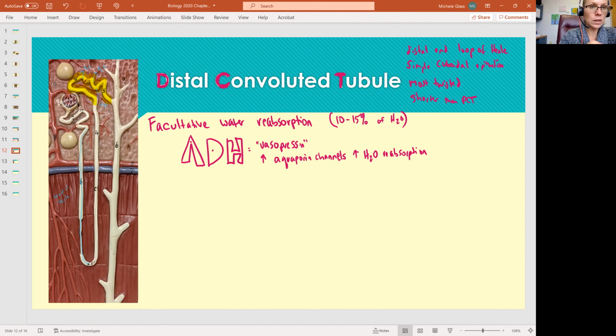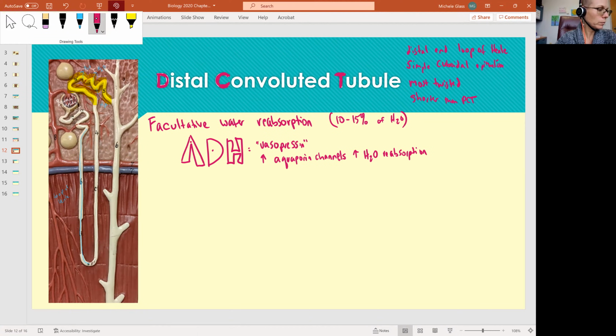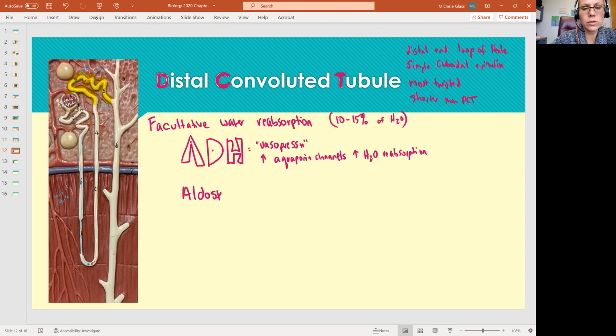We'll also see here at the distal convoluted tubule aldosterone. Aldosterone is another old friend, and we've seen very often that ADH and aldosterone are released together. So when we have the release of our old friend aldosterone, what we get is an increase in sodium ion reabsorption.